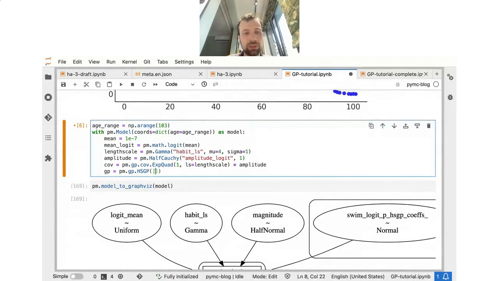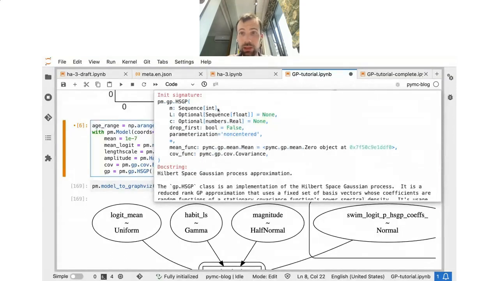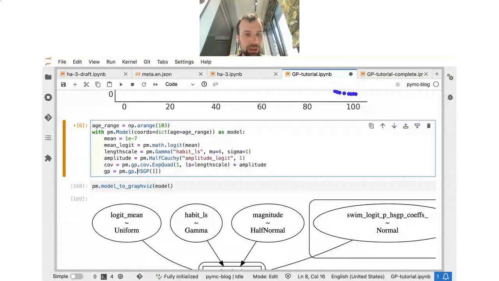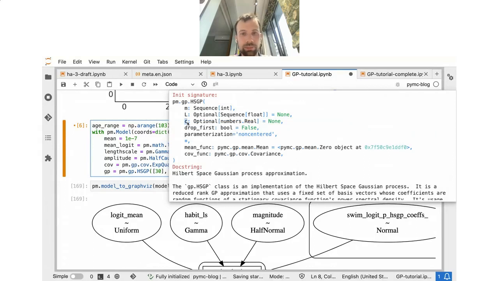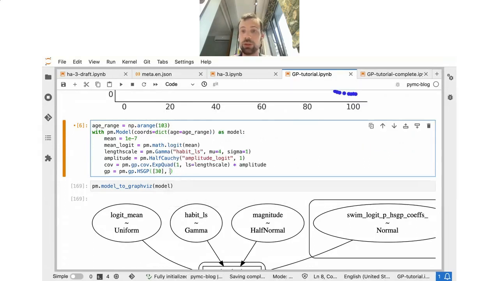For HSGP, we need a number of approximators. Let's say we use 30 approximators, 30 basis functions. And we also need a parameter C about extrapolation length. Let's say we don't extrapolate more than by 20%. That would give us the value of 1.2.